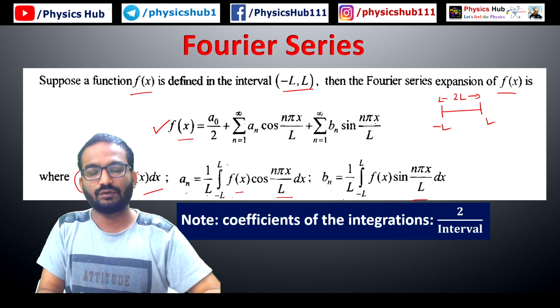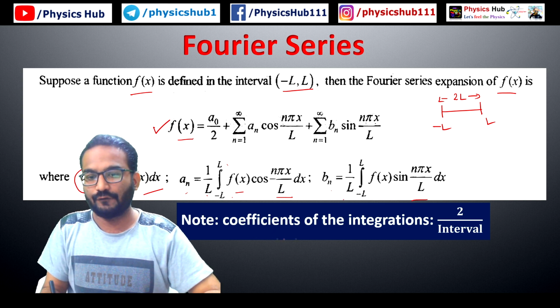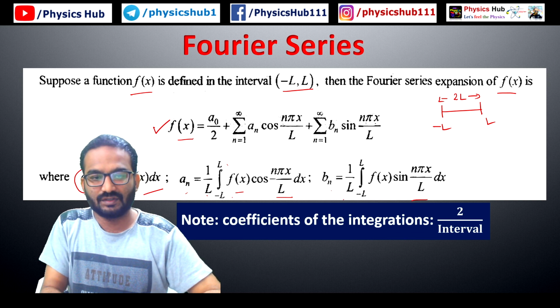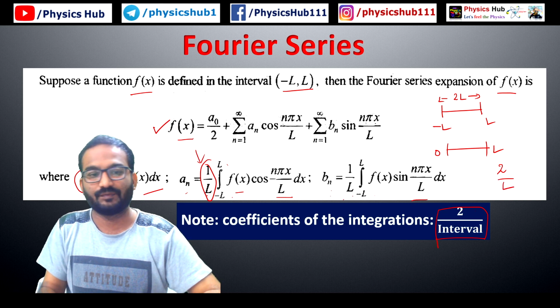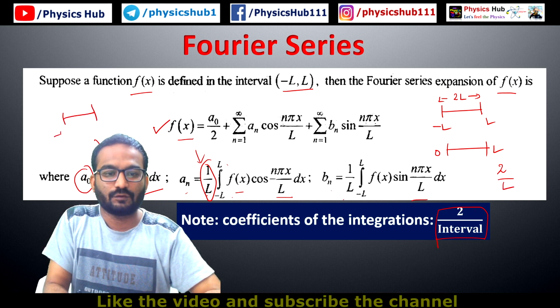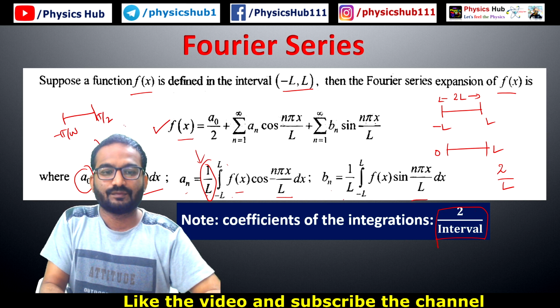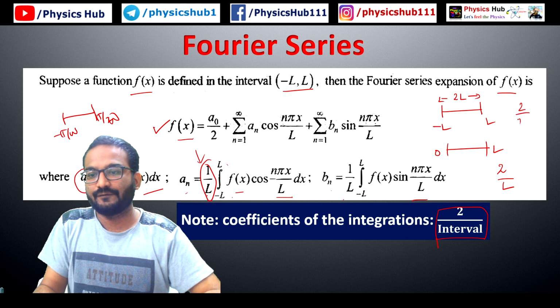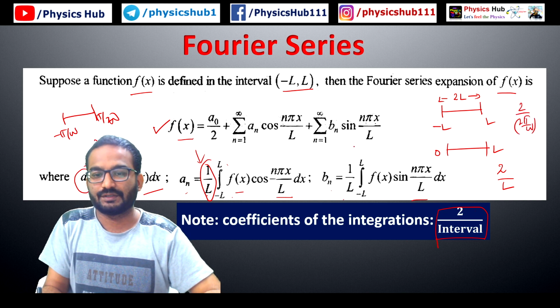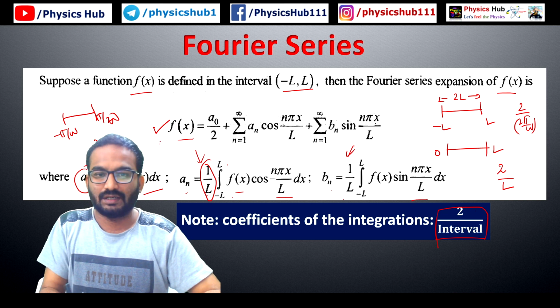So here I would like to give you some trick. The trick is the coefficient of the integration, I am talking about these coefficients, will be 2 upon interval. If it is given from 0 to L, then what will be the interval? Interval will be L, so the coefficient will be 2 by L. If it is given like this, minus pi by omega to plus pi by omega, then what is the total interval? It is 2 pi by omega. So 2 divided by 2 pi by omega will be the coefficient. In this way you can utilize this Fourier series formula.